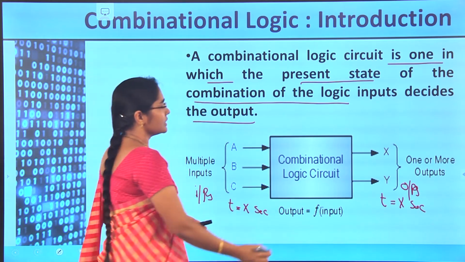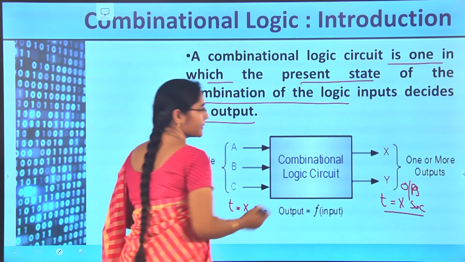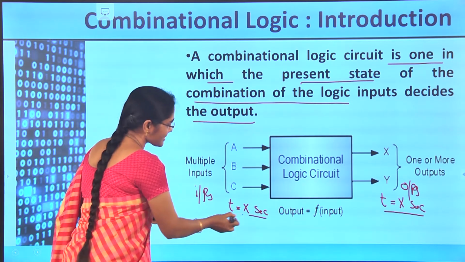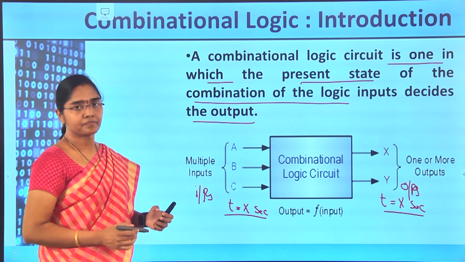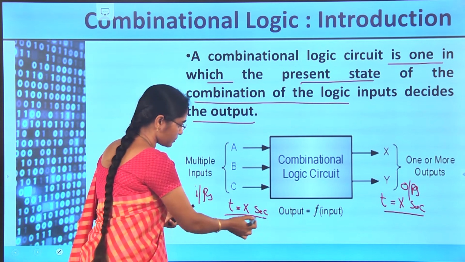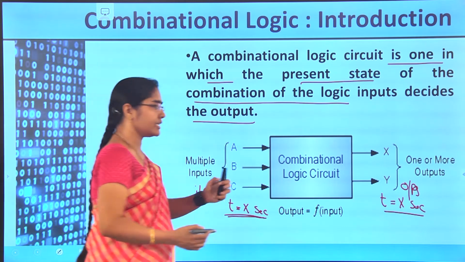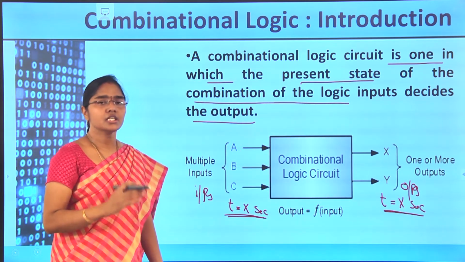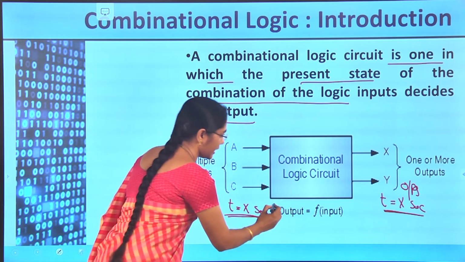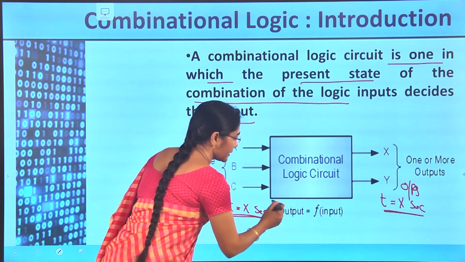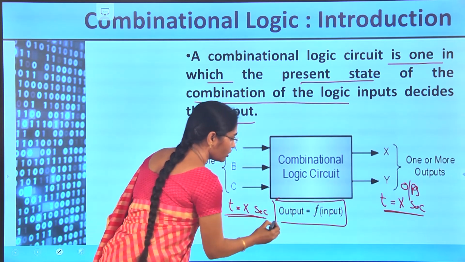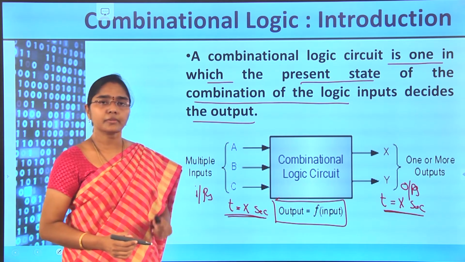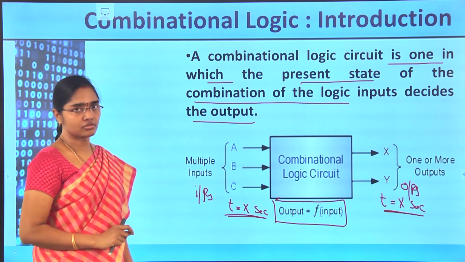That is, the output is decided by the present state of the input. The present state of the input is deciding the output. So, output is a function of input at that particular instant of time. Only based on the present input, the output will be determined for the combinational logic circuit.